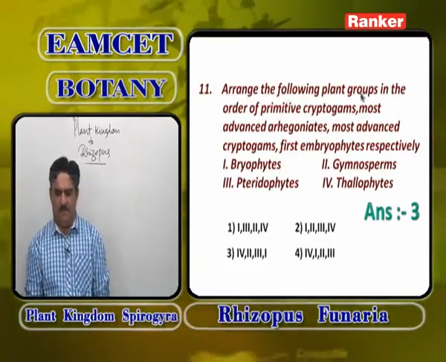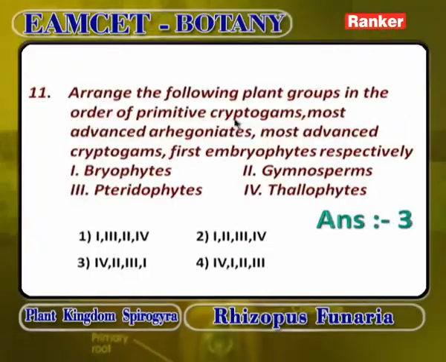Arrange the following plant groups in the order of primitive cryptogams, most advanced archegoniates, most advanced cryptogam and first embryophytes respectively. Primitive cryptogams will be the fourth one, thallophyta. These are primitive cryptogams. Here answer is 3. Then second is primitive cryptogam is thallophyta. Most advanced archegoniates are gymnosperms.